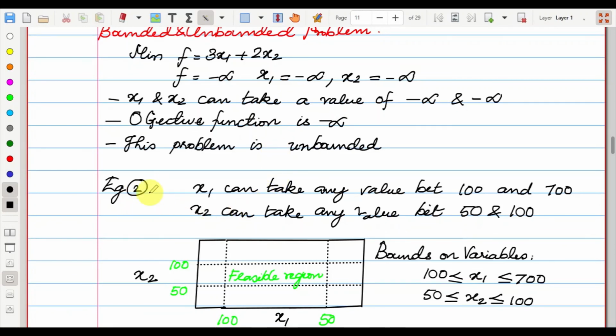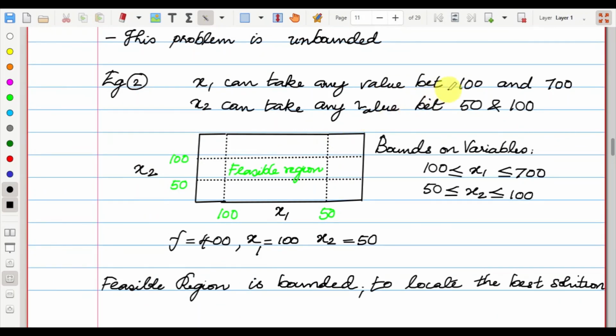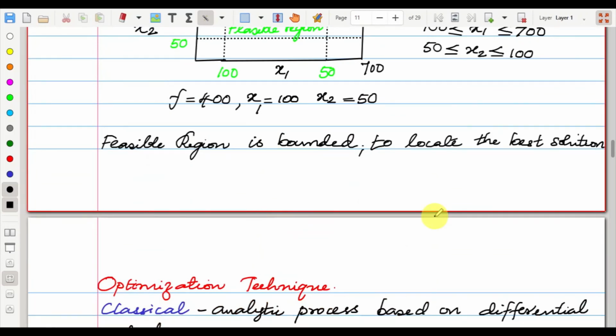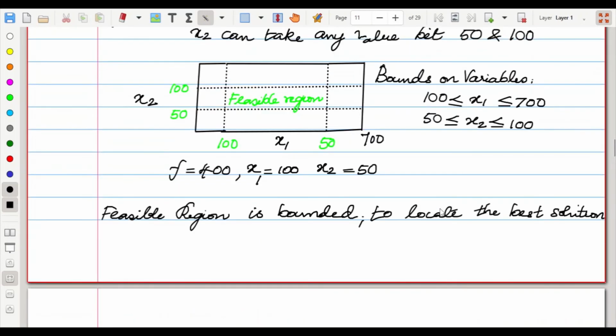And we have another problem. x1 can take any value between 100 and 700. x2 can take any value between 50 and 100. So the bounds on the variables are 100 less than or equal to x1 less than or equal to 700, and 50 less than or equal to x2 less than or equal to 100. So here f equal to 400, x1 equal to 100 and x2 equal to 50. So the feasible region is bounded. This one is the bounded region. We need to locate the best solution and it will be in the feasible region.